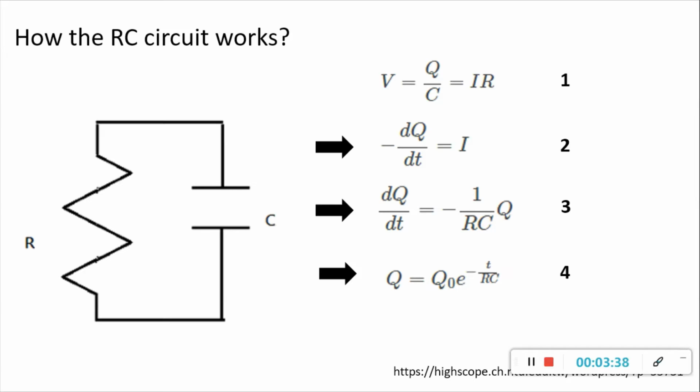The charge on the capacitor at any time equals the initial value of the charge on the capacitor times an exponential term. So the last equation suggests that this circuit has a time constant. We need a certain amount of time to charge or discharge the capacitor in this circuit.